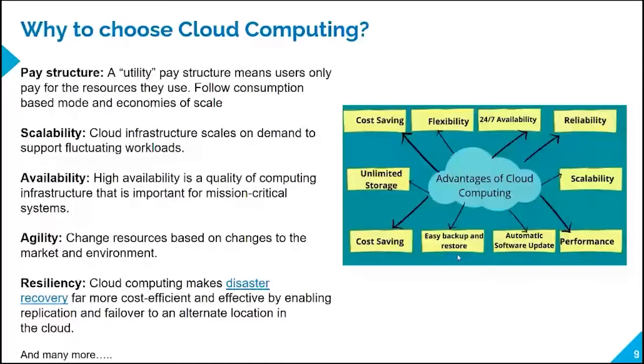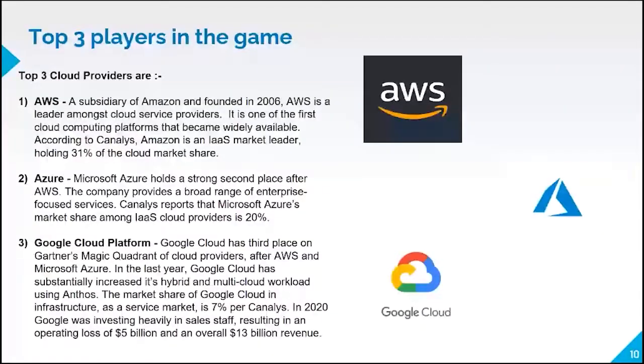Now, the top three players in the game are AWS, Azure, and our own Google Cloud. AWS is the oldest cloud service provider in the market, and it is the biggest cloud service provider till now. The market capitalization of AWS is around 30 to 31%. The second comes in is Azure. Azure is provided by Microsoft and holds the second place after AWS.